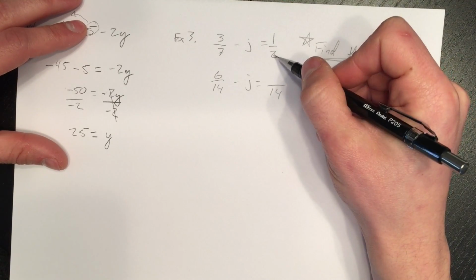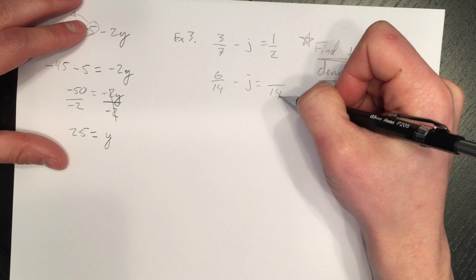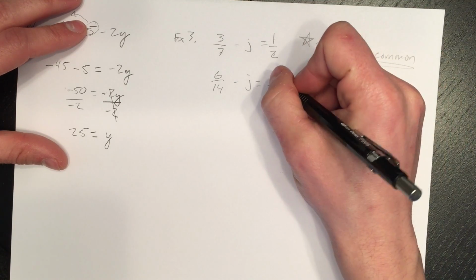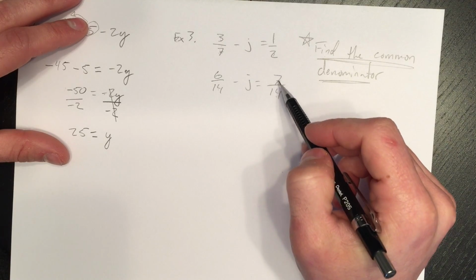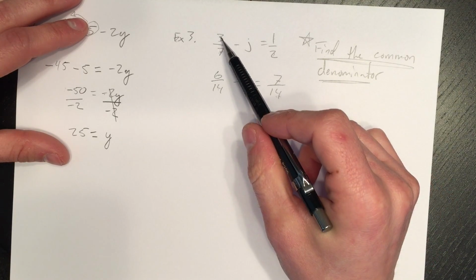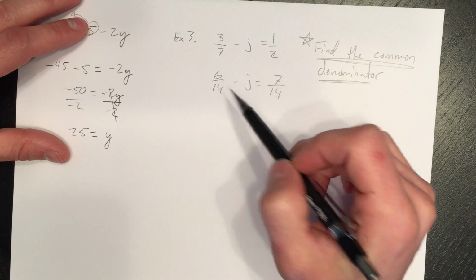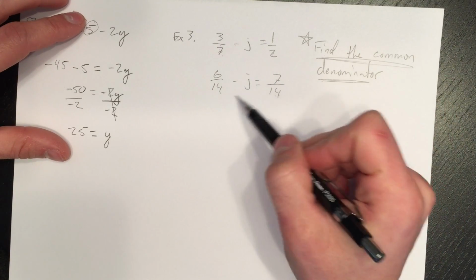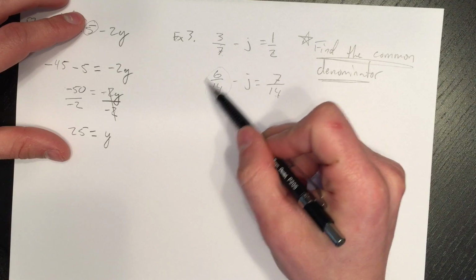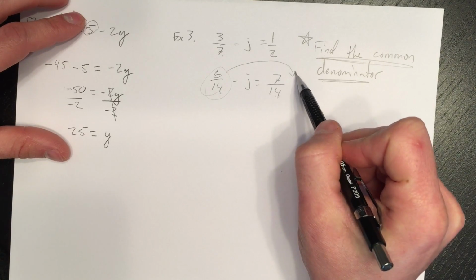And then what do you do to the 2 to get 14? You multiply it by 7. So you have to multiply the top by 7, so you get 7/14. So 1/2 equals 7/14, and 3/7 equals 6/14. Now we have something to work with. We want to get the j by itself. So let's take this term and put it over here.